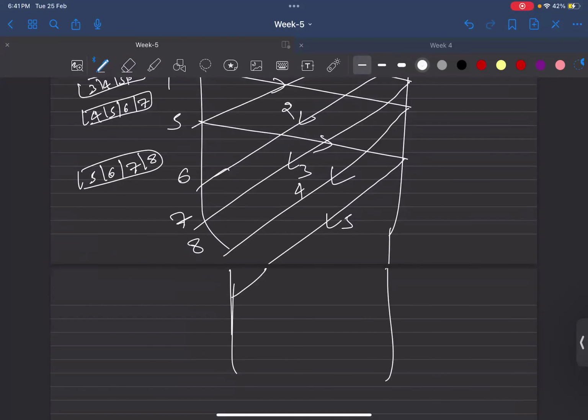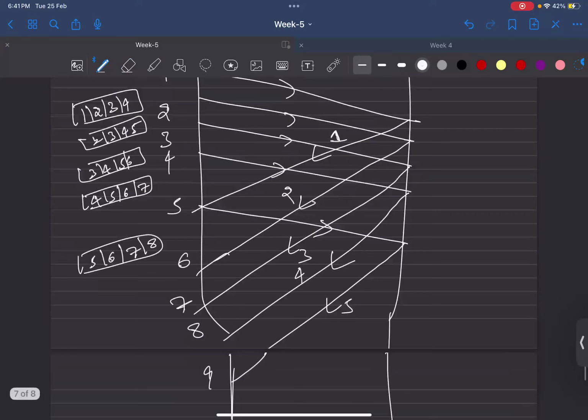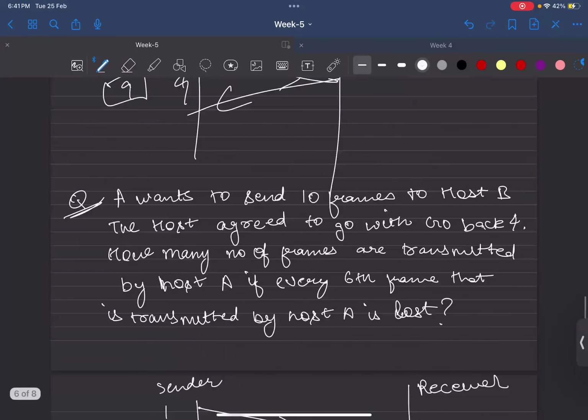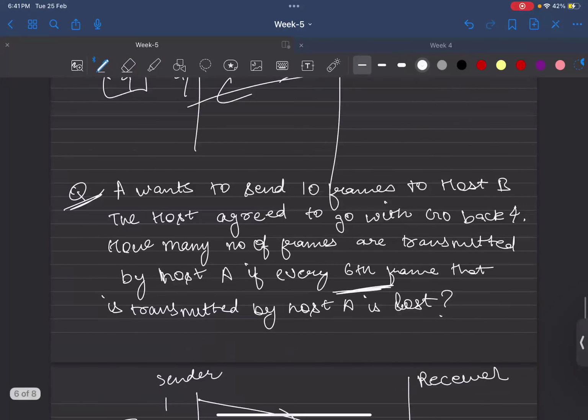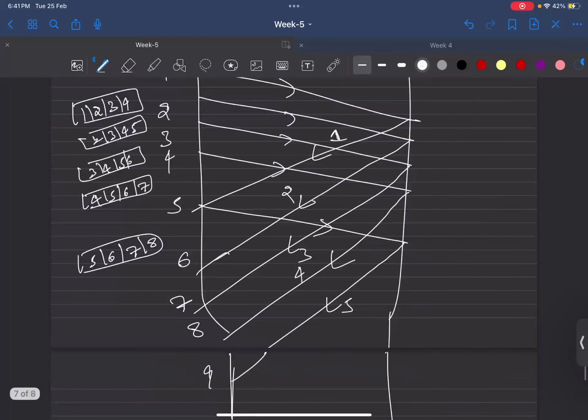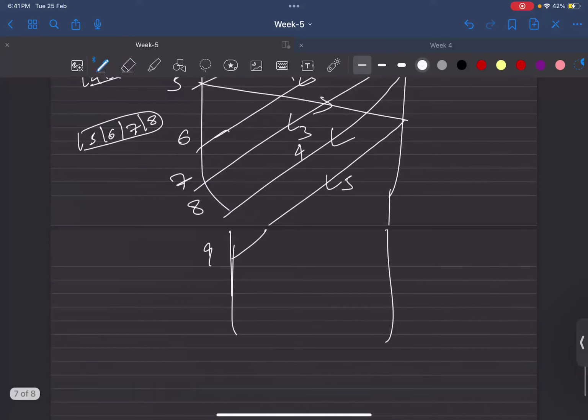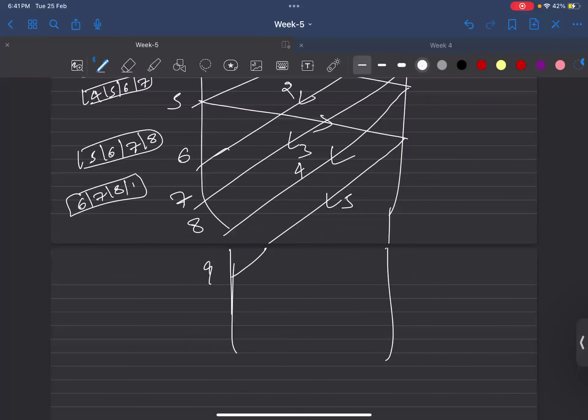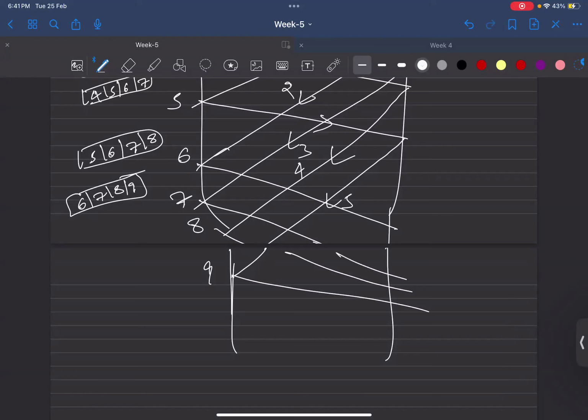Now, according to the question, the sixth. Sorry, 6th? So I got the acknowledgement for 5th. I transmitted 6, 7, 8, 9. Then this 6th packet was lost. Now is it clear?